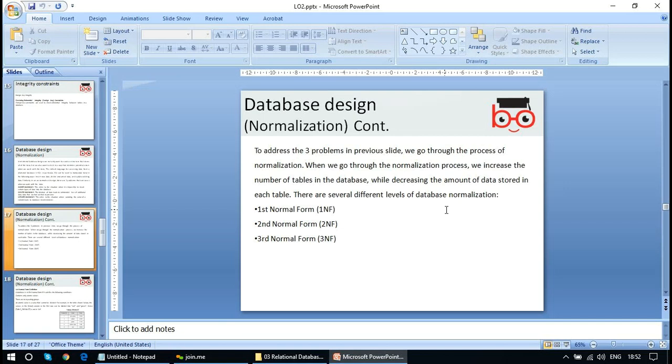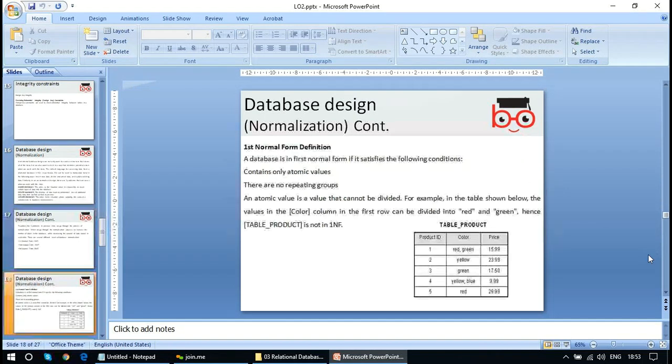And then while decreasing the amount of data stored in each table, there are several different levels of database normalization, but let us discuss three of them at the moment. So when you say that you have normalized the database, you say first normal form, second normal form, third normal form. Let us see how it works.